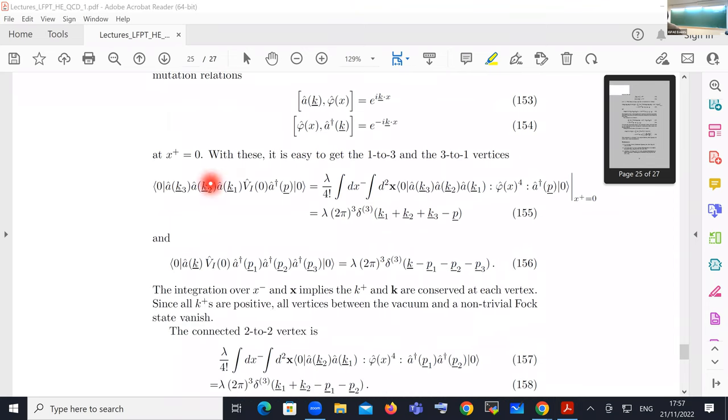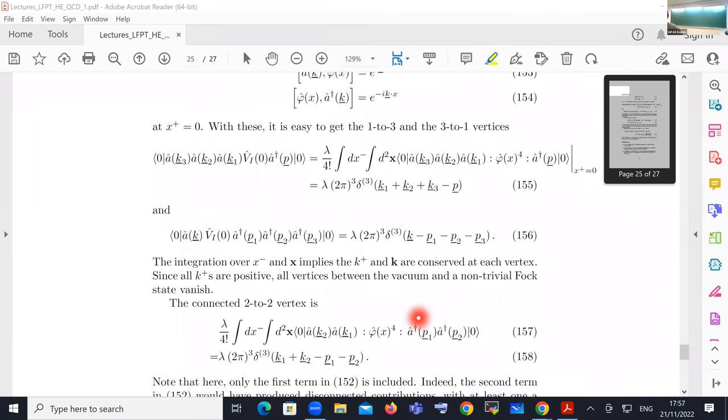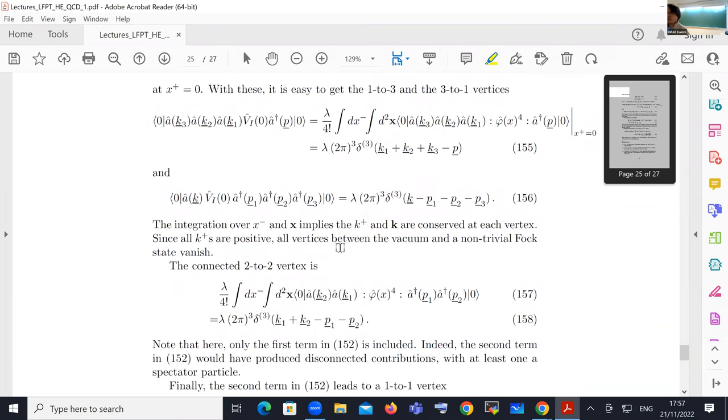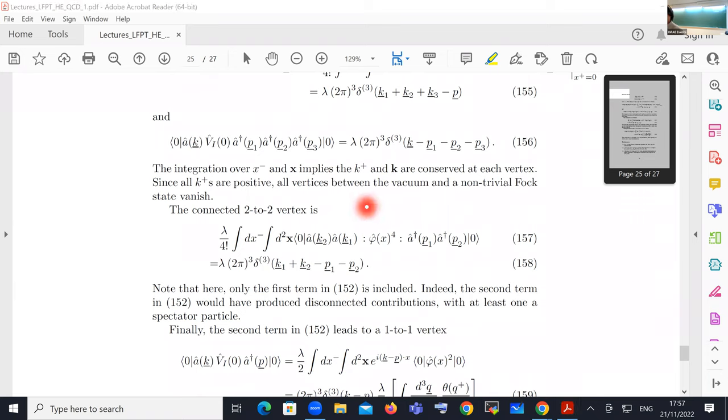So similarly, you have the same thing going on for the 3-to-1 scalar vertex, which is very similar. So it's basically the same calculation. You get this. Now, if you want 2-to-2, you can also consider that. So again, from this φ⁴ normal ordered term, you pick again. So again, that's very similar. You get again a coupling and then some momentum conservation delta function.